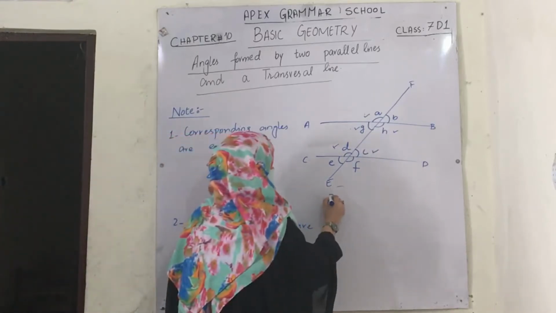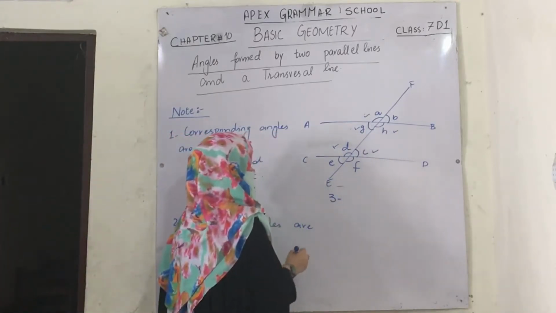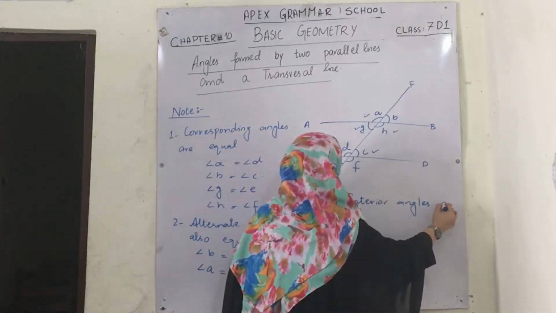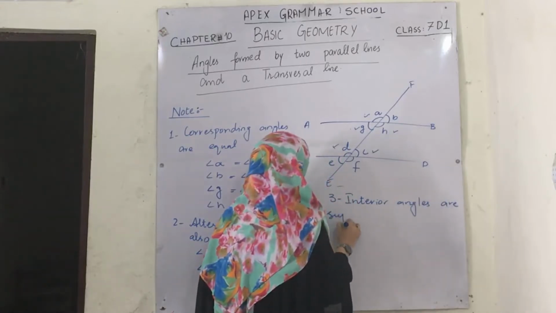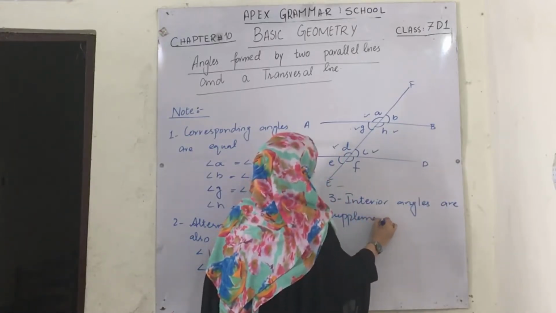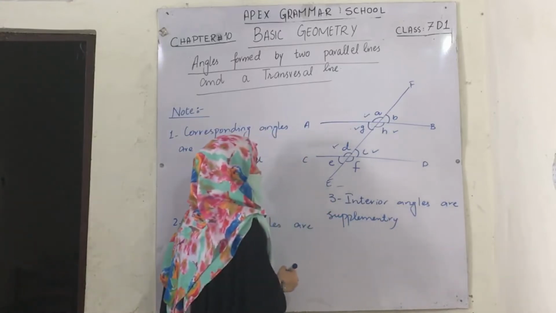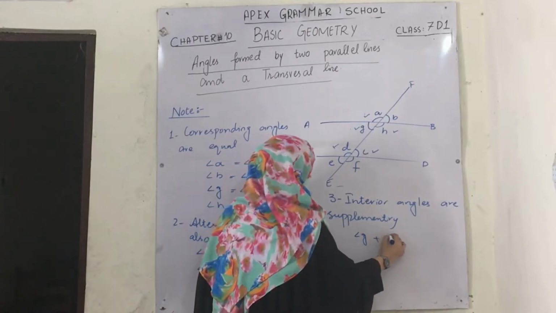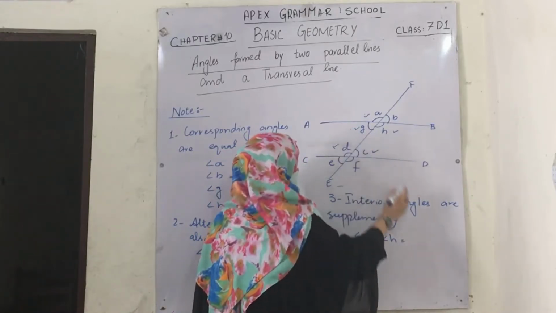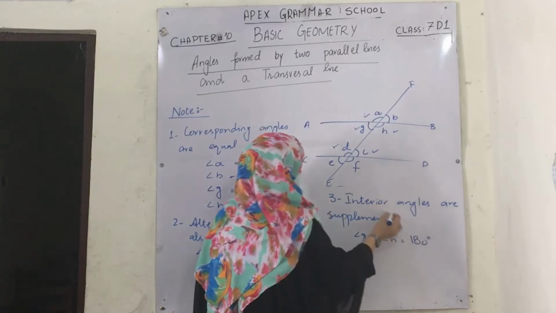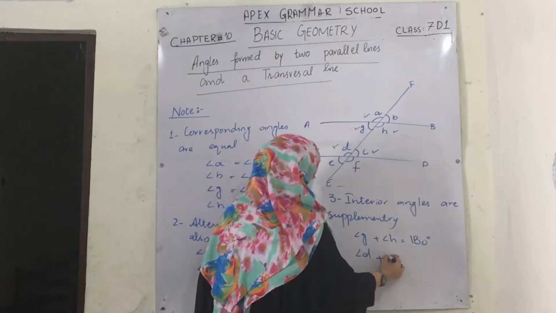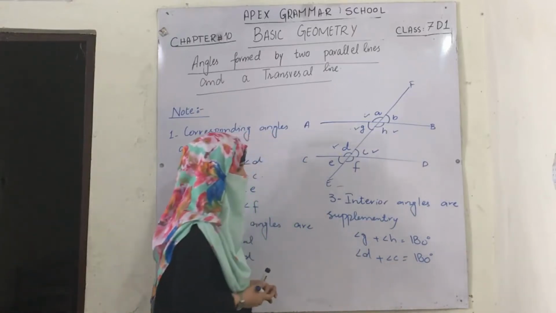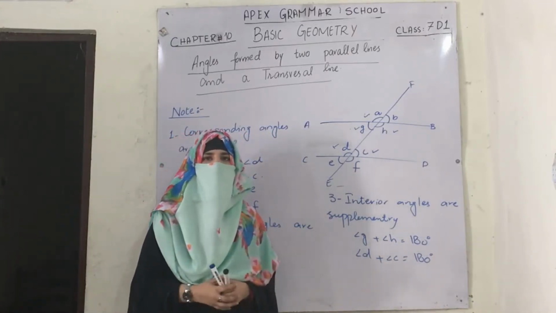The third and the last note is about the interior angles, that interior angles are supplementary, which means they will add up to make 180 degrees. Angle G and angle H, they both are interior angles, which means they will add up to make 180 degrees. Angle D and angle C are also interior angles, so they will also be supplementary, which means they will add up to make 180 degrees.